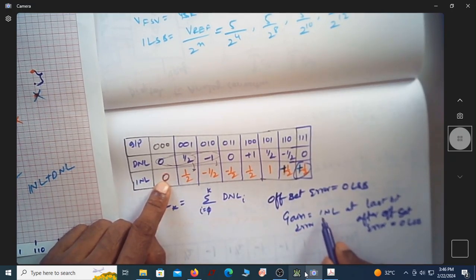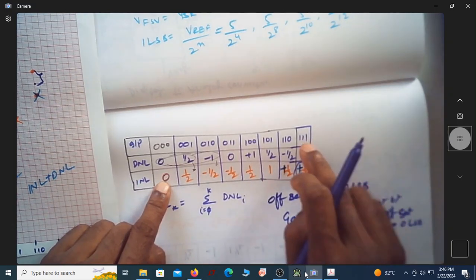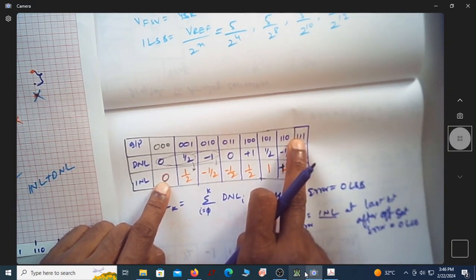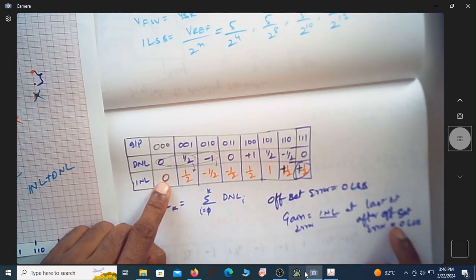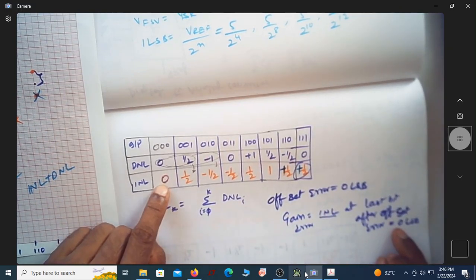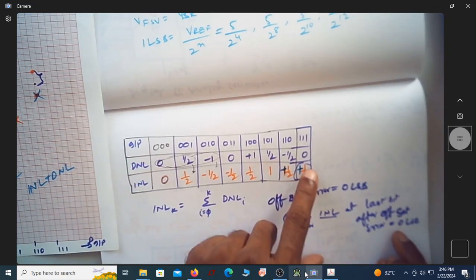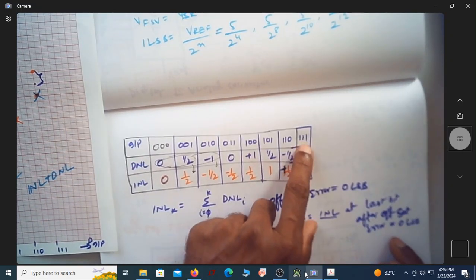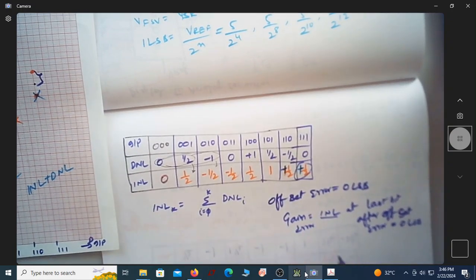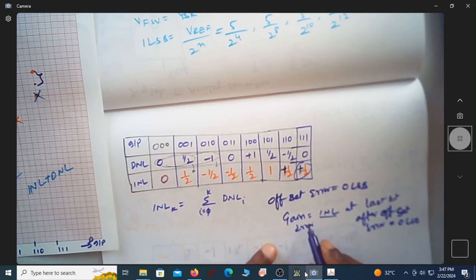Now since the offset error is 0, what is the gain error? The gain error is the INL value at the last input bit, that is, at the maximum input bits after making the offset error 0. Since the offset error is initially 0, whatever your INL is at the last bit happens to be the gain error. So in this case, the gain error is half LSB.